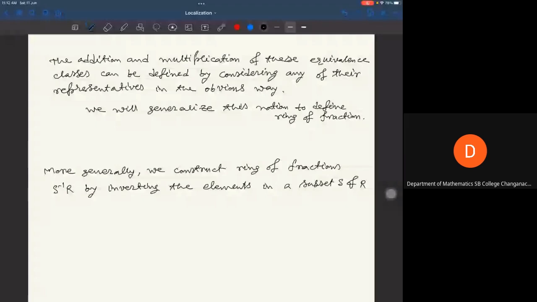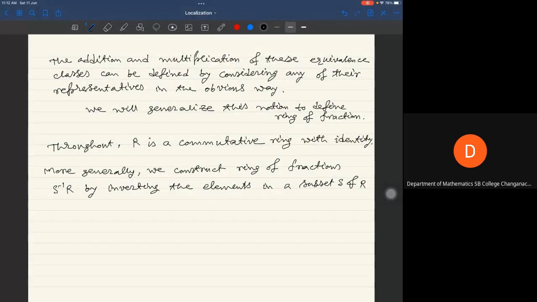Okay. So throughout, this is my assumption. Throughout, R is a commutative ring with identity. Now one may ask whether localization exists for a non-commutative ring or not. I'll say yes, but then this theory is difficult. So let's assume a commutative ring and see what is localization or ring of fractions.